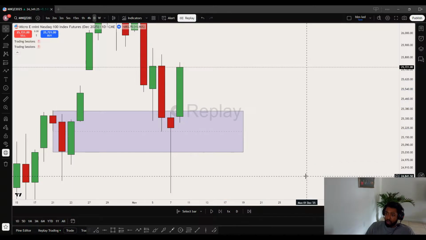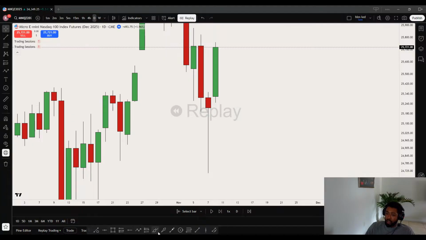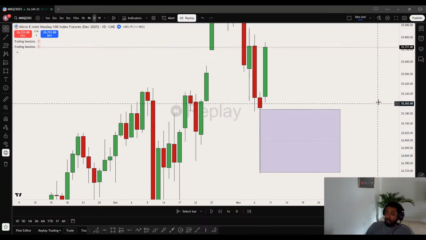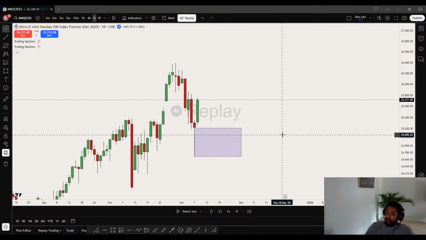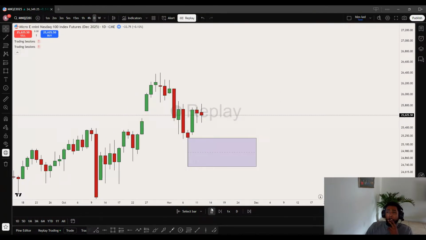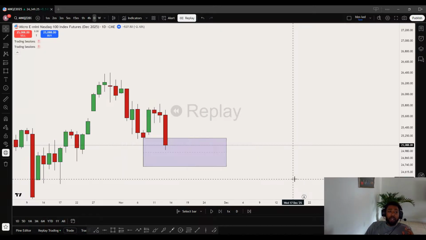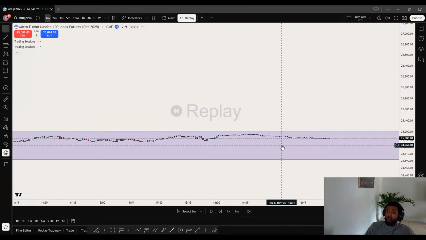So this is how I would use it. I would draw out this wick and extend it, and then I would take plays off of it. So let's say, right there, bomb. It came into it. I will go down to a lower time frame.